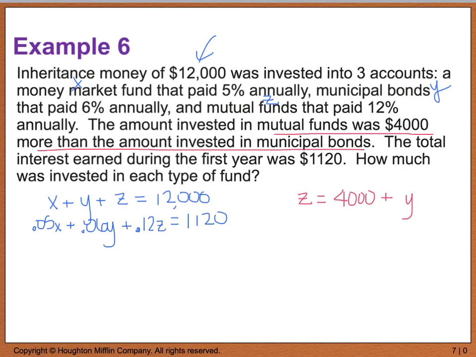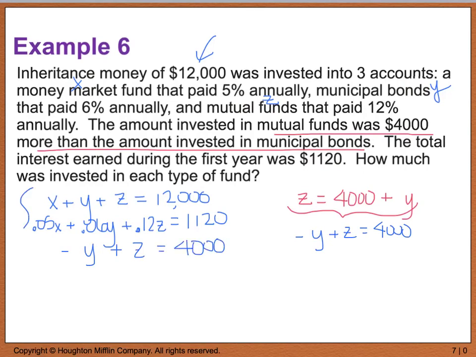So now I have to get this equation so that it looks more like this format, with my variables on one side and constants on the other. So I'm going to rewrite this as negative y plus z equals 4,000. So negative y plus z equals 4,000. And now I've generated my system of linear equations.